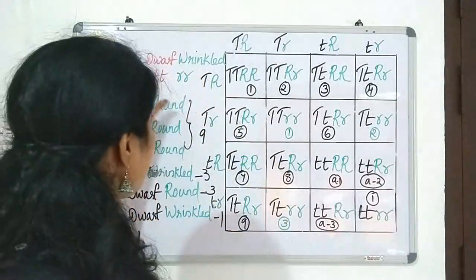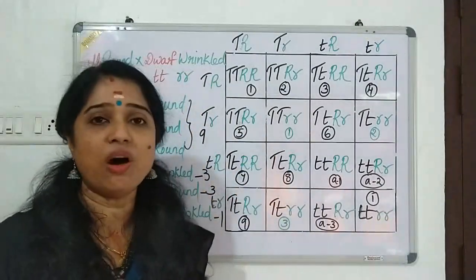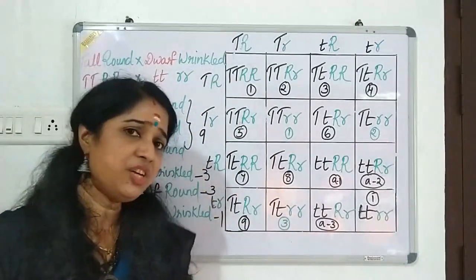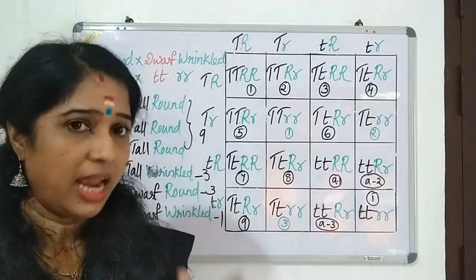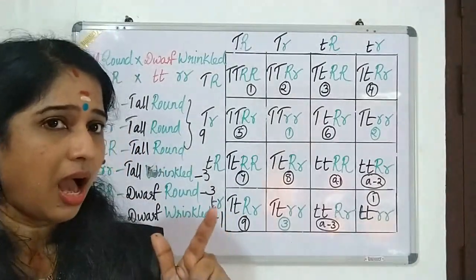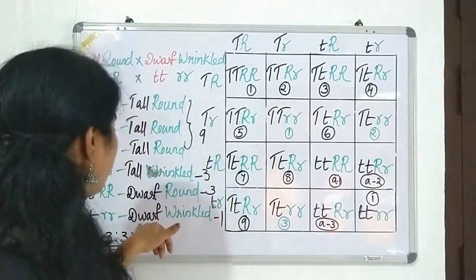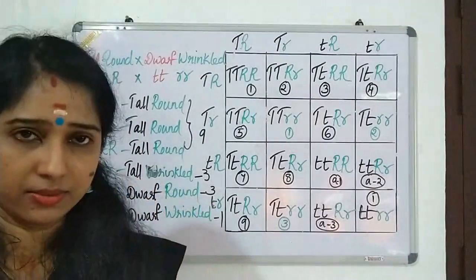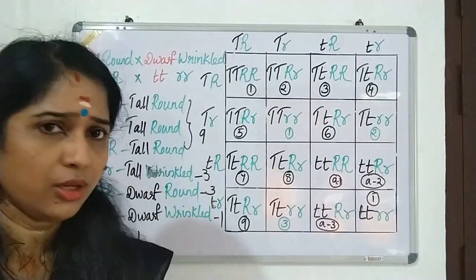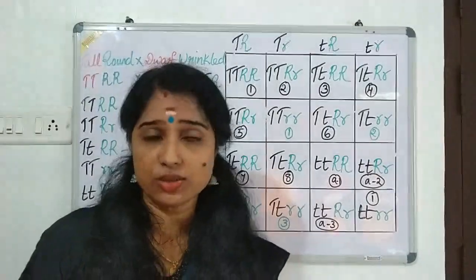section. When he crossed only tall, round and dwarf, wrinkled, in the F1 generation he got all the plants tall. But in the F2 generation, other than the tall, round and dwarf, wrinkled, he got new 2 varieties. Who can tell me what are they? New 2 varieties he had got.